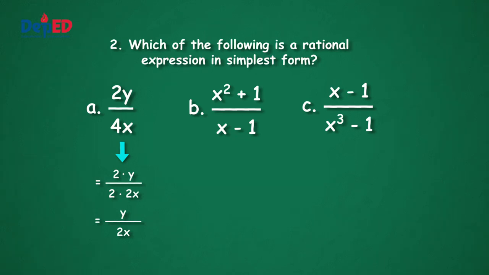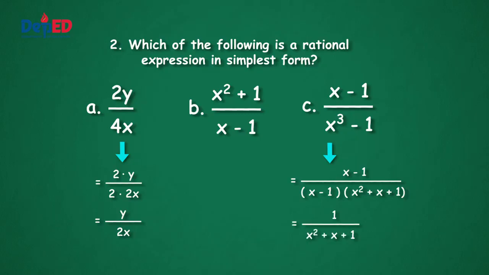For letter C, the denominator is a difference of 2 cubes. It will be x minus 1 all over the quantity x minus 1 times the quantity x squared plus x plus 1, which can be further simplified as 1 over x squared plus x plus 1. So we are left with B, x squared plus 1 all over x minus 1, and we are sure that this is in its simplest form, since the numerator is a prime polynomial.